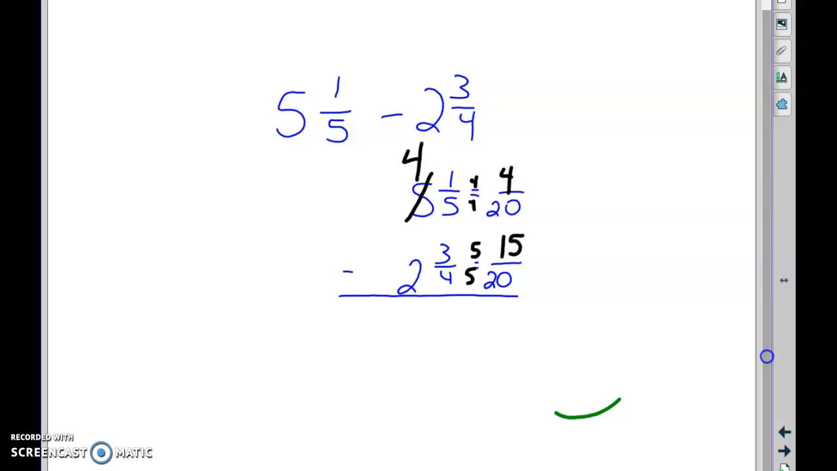So we're going to borrow 1 whole. Now here's the tricky part. We have to write 1 whole as a fraction. And we want to use 20 as our denominator because that's what we're talking about here, 20s. So how many 20s are in 1 whole? Think about it like this. A nice pan of Rice Krispie treats cut into 20 pieces.